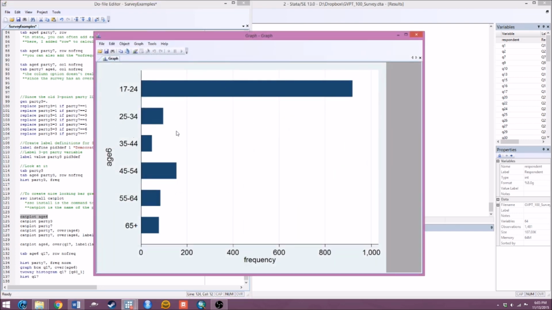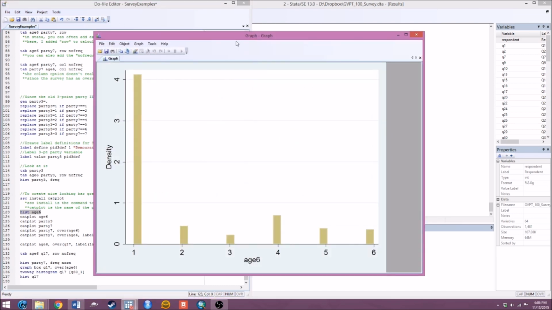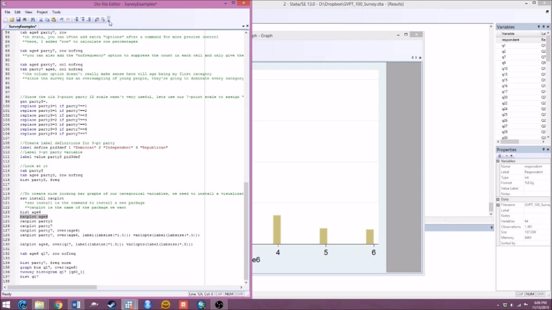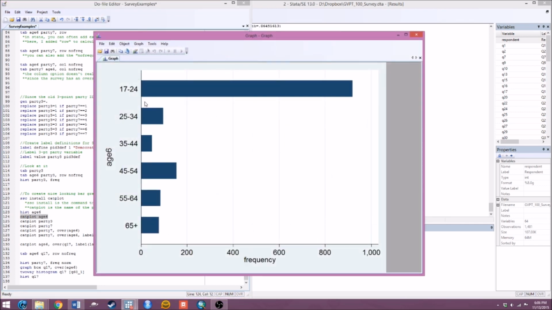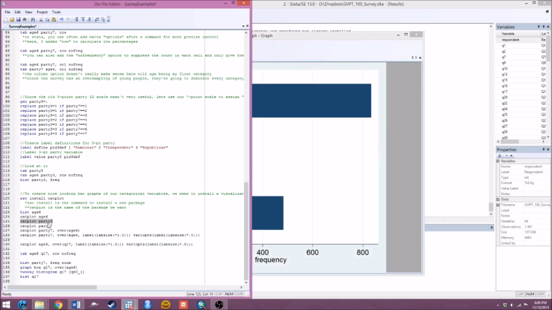And so if we did a histogram age 6, we sort of compared the two. Okay, I mean it looks fine, right? But I think this is probably a little more aesthetically pleasing. So this is how our age looks. This is how party. We could also break it out into party 7, right?